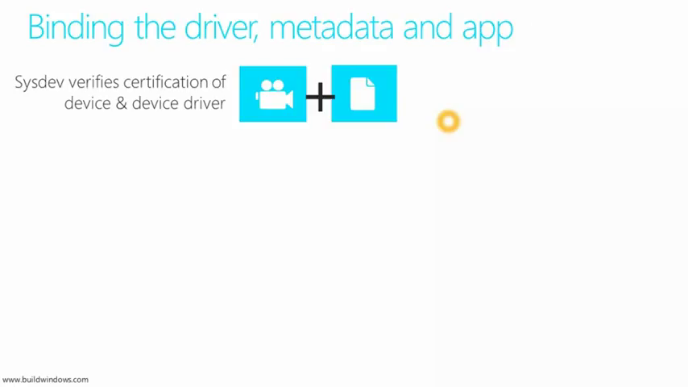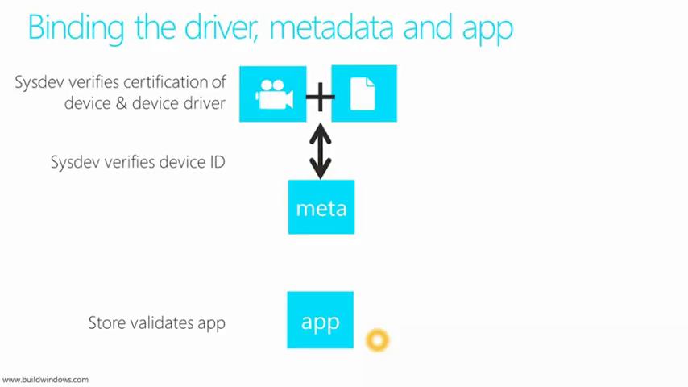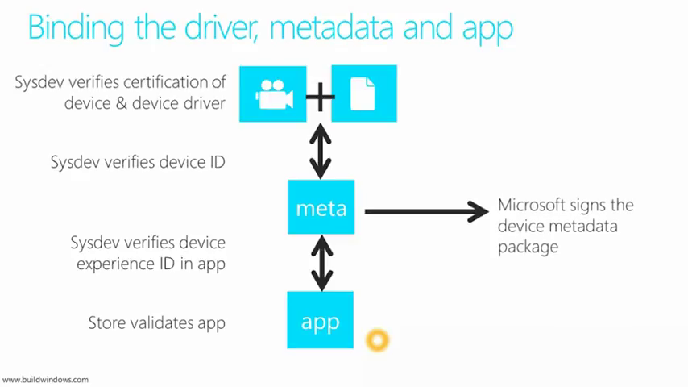Now, how do you bind the driver, the metadata, and the app together? Well, SysDev verifies that your device, and if you have a driver, are certified. You validate your app by submitting it to the App Store. And then your metadata binds the two together via the device ID and the Experience ID. When you submit the metadata to SysDev, SysDev will look for these two things and make sure that they are lined up, at which point the metadata will be signed.